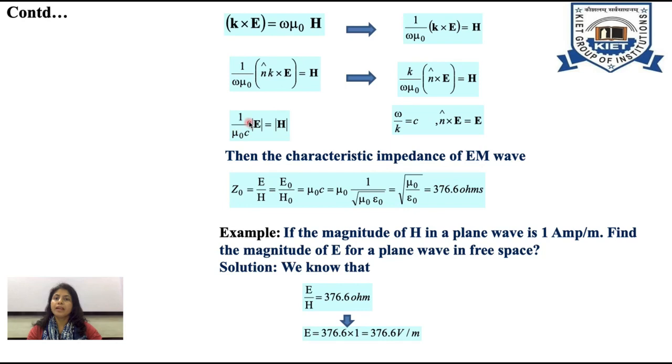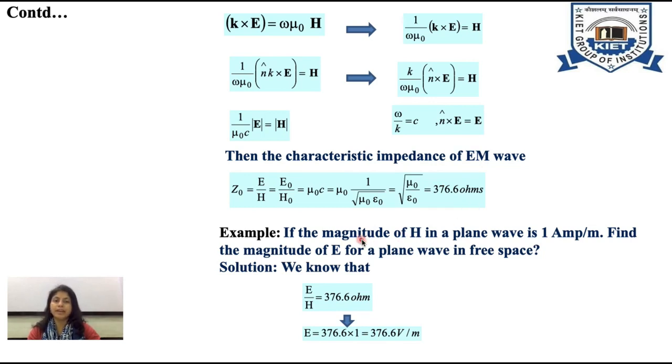Then 1 upon mu naught c into E is equal to H. Taking modulus on both sides, we have E by H, which is known as characteristic impedance Z naught, which is also equal to E naught by H naught, which is equal to mu naught c. Substituting the value of c in terms of mu naught and epsilon naught, it is equal to under root mu naught by epsilon naught, which is equal to 376.6 ohms. Means characteristic impedance is equal to E by H, which is equal to 376.6 ohm, and also equal to under root mu naught by epsilon naught or mu naught c.